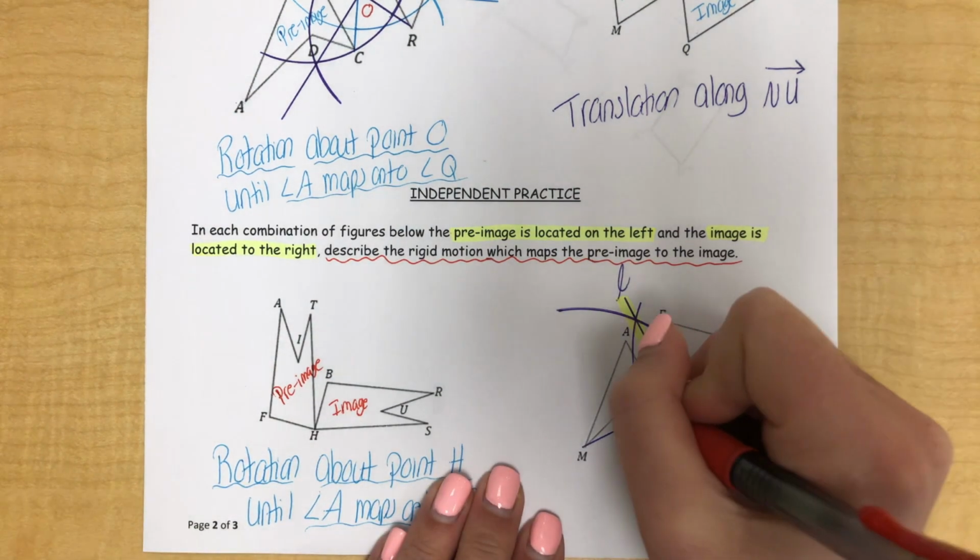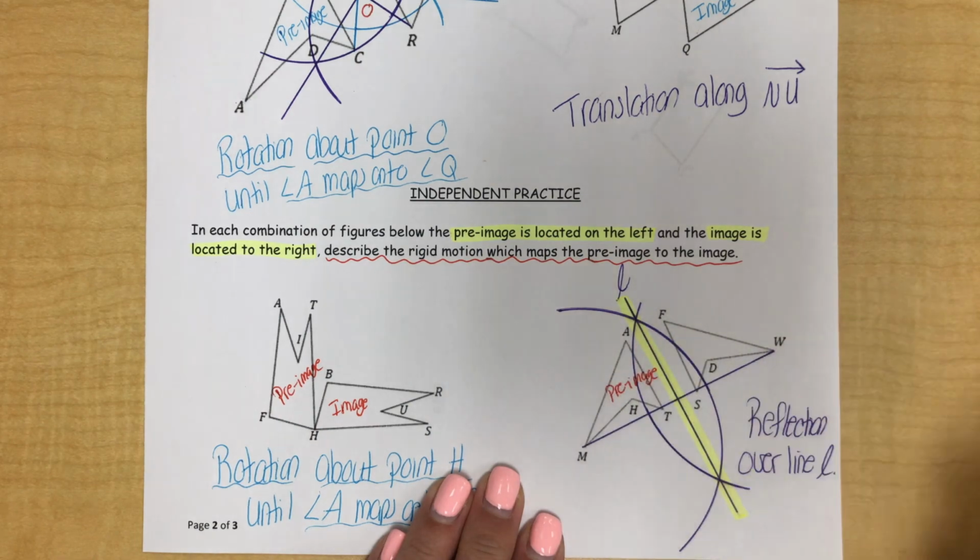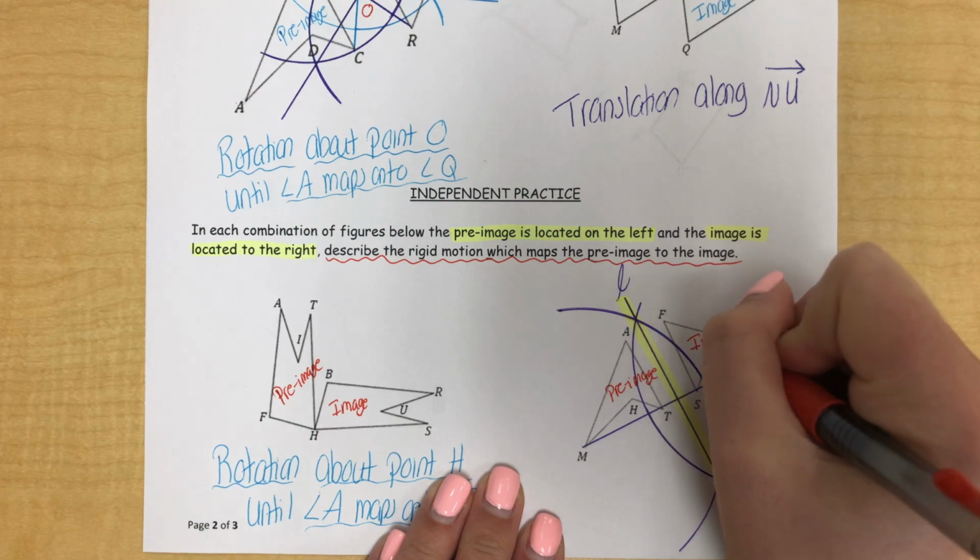Same thing on number 2. On the left is my pre-image. I could have labeled this to start. And on the right is my image. This is where I want to end up.